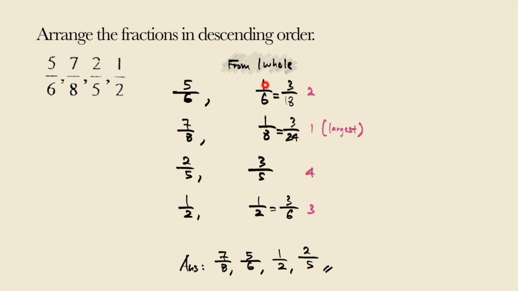Okay, numerators, take a look. 1, 1, 3, 1. No good. Let's turn the numerators all to 3. The largest fraction is the one with the smallest difference. Right here. So this is rank 1. Which one has the next smallest difference? It's actually this fraction, so rank 2. Followed by rank 3 and rank 4. So don't forget, write the original fractions down. So rank 1 is actually 7/8, followed by 5/6, followed by 1/2 and 2/5.